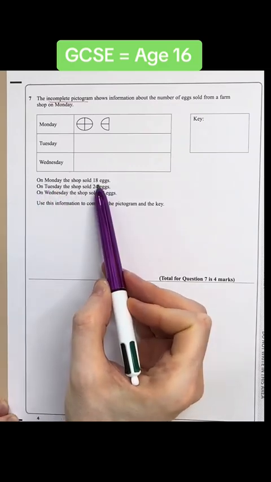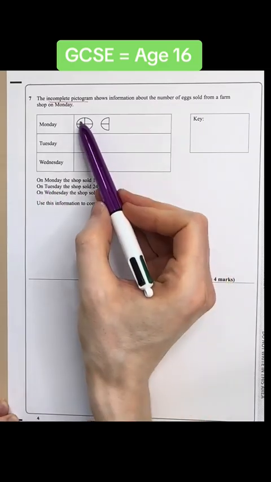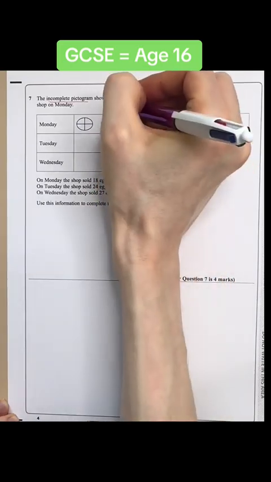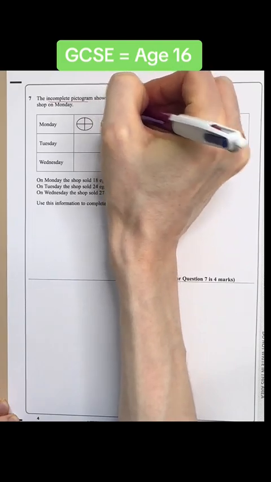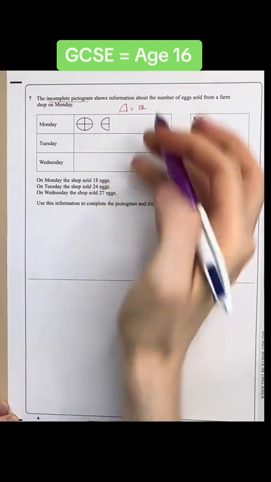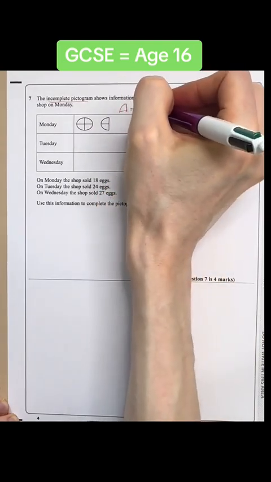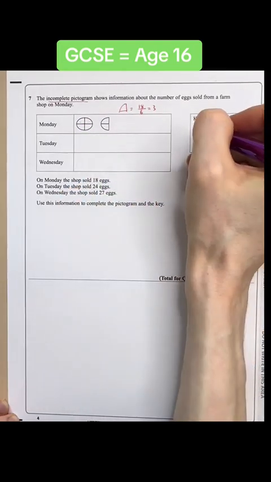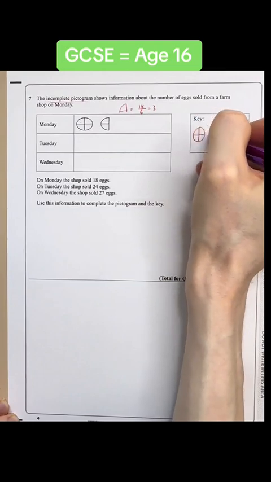On Monday, they sold 18 eggs. Therefore, we know 1, 2, 3, 4, 5, 6 quarters equals 18. Therefore, to find out how much 1 quarter is worth, I'm going to do 18, the total number of eggs sold on Monday, divided by my 6 quarters. 18 divided by 6 gives us 3. So each quarter now represents 3. Therefore, 3, 6, 9, 12. Therefore, 1 full circle represents 12 eggs.